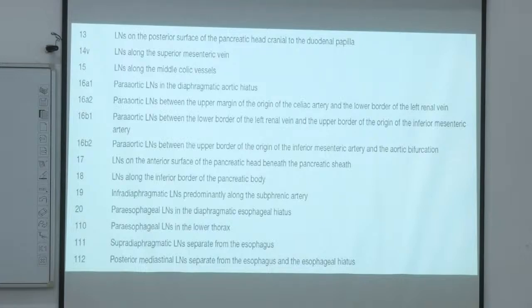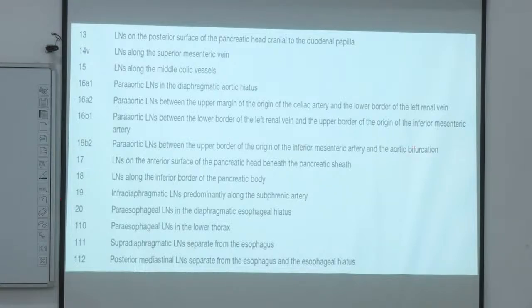spread has occurred. Okay, so 15 is lymph node along the middle colic, 16A1 is para-aortic lymph node in the diaphragmatic aortic hiatus. 16A2 is para-aortic lymph node between the upper margin of the origin of the celiac artery and the lower border of the left renal vein. These are both para-aortic nodes in different positions. 16B1 is between the lower border of the left renal vein and the upper border of the origin of the inferior mesenteric artery, and the aortic bifurcation.